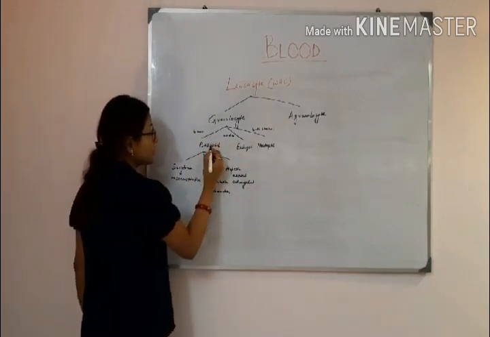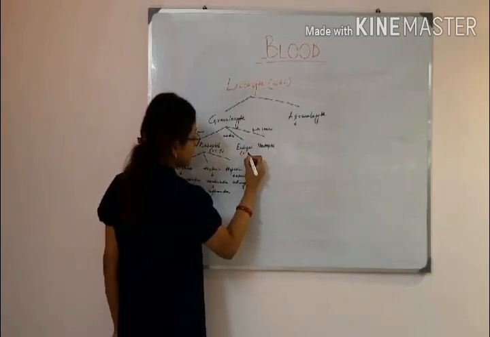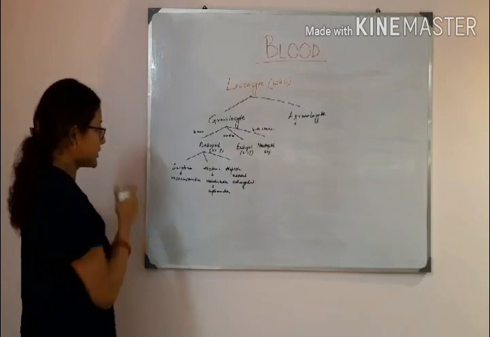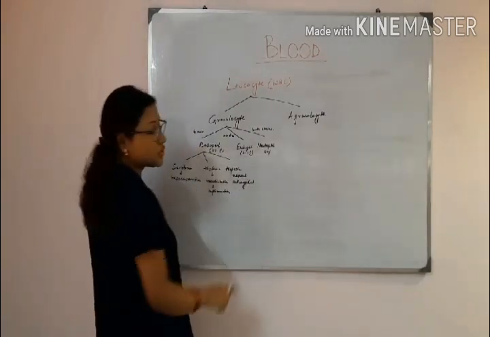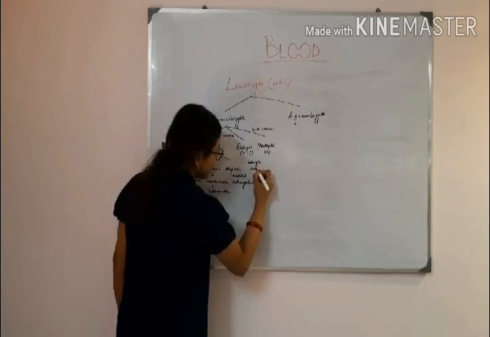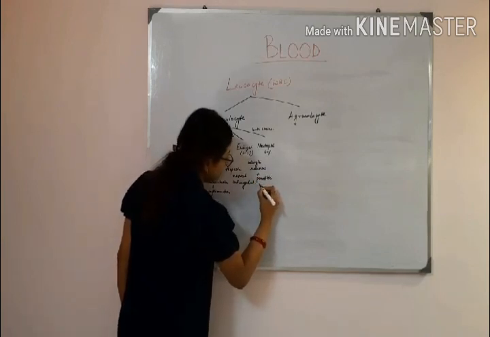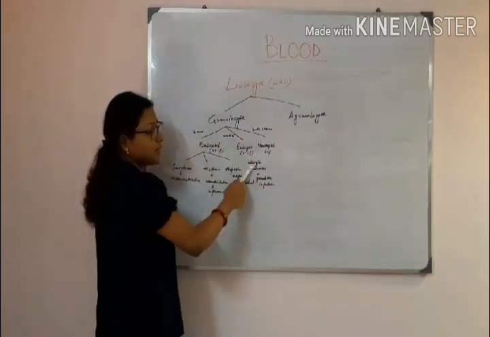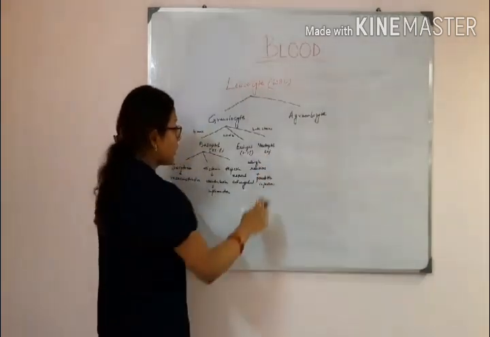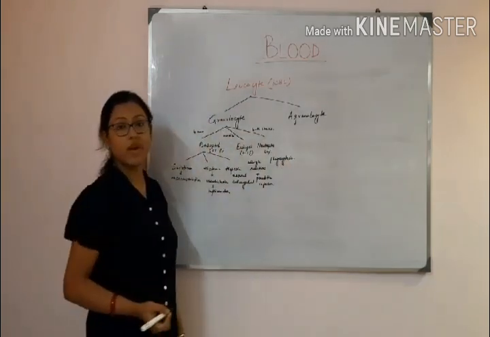Now this basophil is present almost 0.5 to 1%. Eosinophil is present 2 to 3%. Neutrophil almost 60%, this is most abundant. Now we will see eosinophil. What is the function of eosinophil? It mainly helps in allergic reactions plus parasitic infections. During these 2 types of reactions, eosinophil increases. Neutrophil, what does it do? It mainly helps in phagocytosis.